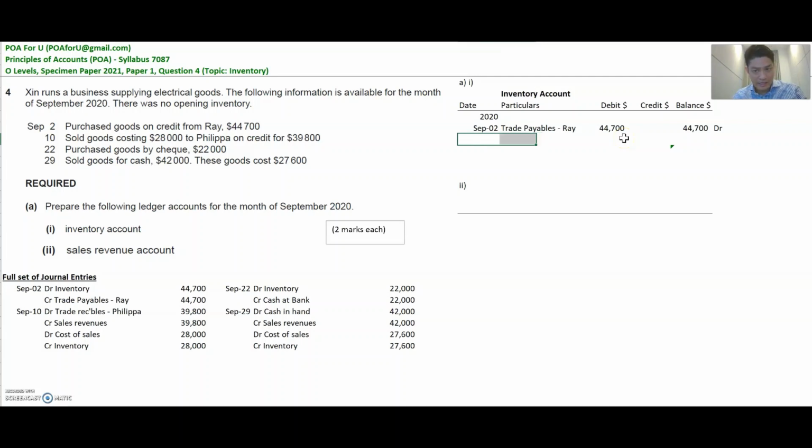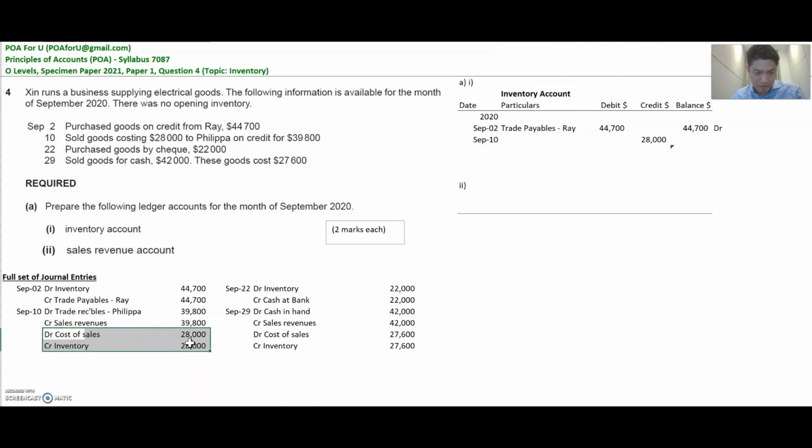Don't understand? Let's test your understanding for September 10th. All right, September 10th, guess what the number would be and where the number would be, on the debit or the credit side. Looking at this set of entry, you see credit inventory here. So inventory 28,000 will be seen on the credit side. And what would the particulars be?